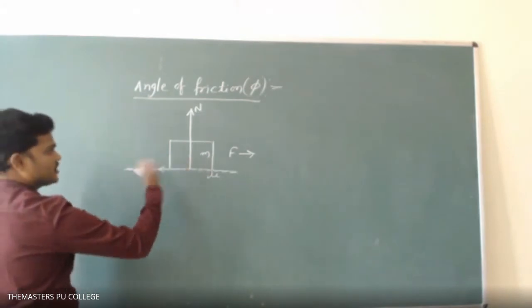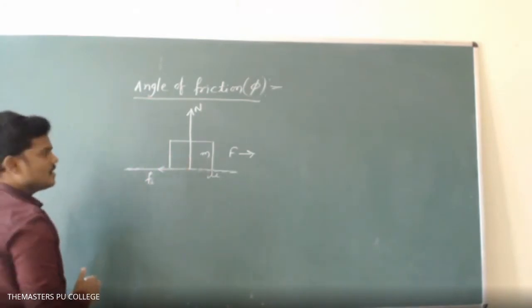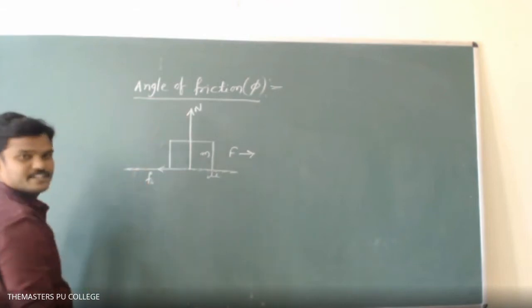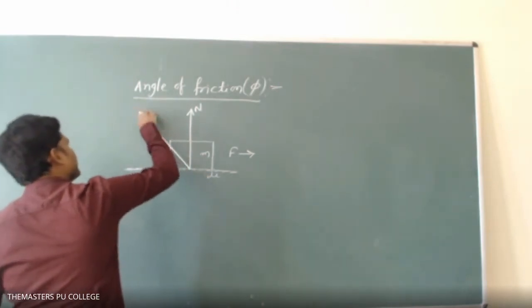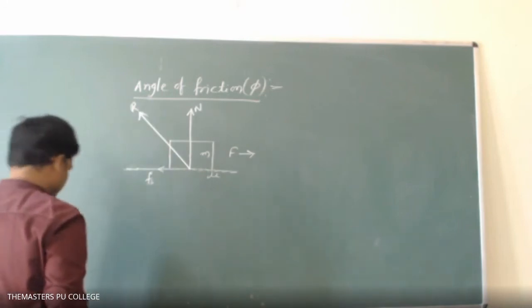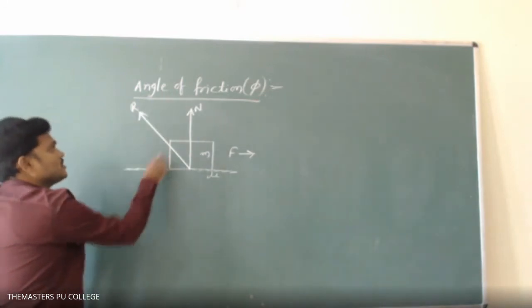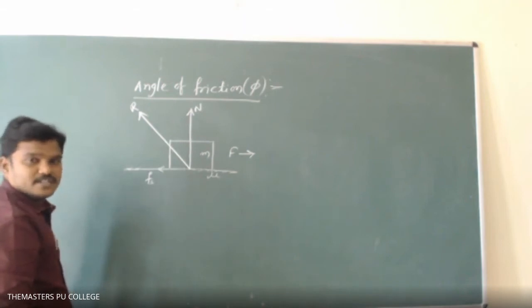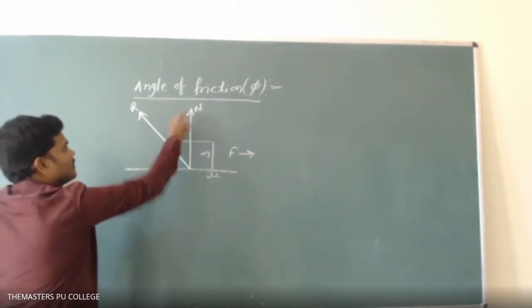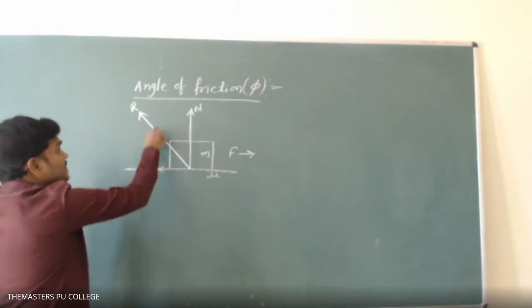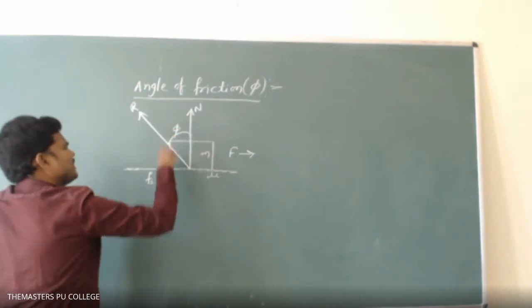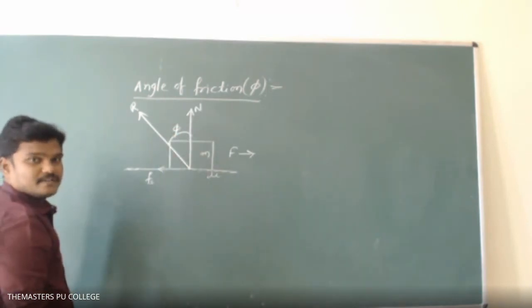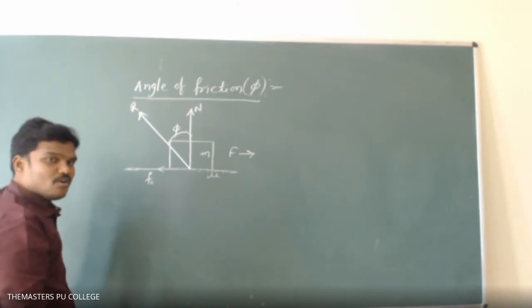Now let us suppose the body does not move, so that limiting friction will act. And these two forces will have some resultant. That resultant is, let us suppose, like this. This is R. What is R? R is the resultant of frictional force and normal reaction. And this resultant makes some angle to the N. That angle, let me call it phi.